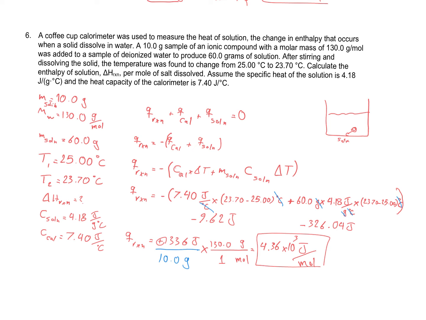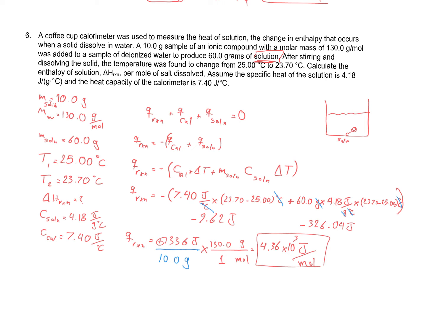So they used 10 gram of the sample. You write down M of the solid, or the solute: 10 gram of this ionic compound with a molar mass of 130. So you have the molar mass, you write it down. It was added to a sample of deionized (DI) water to produce 60 gram of solution. So this is the mass of solution. That's really important, okay? Not the mass of water. That's the mass of solution. So the mass of solution is 60 gram.